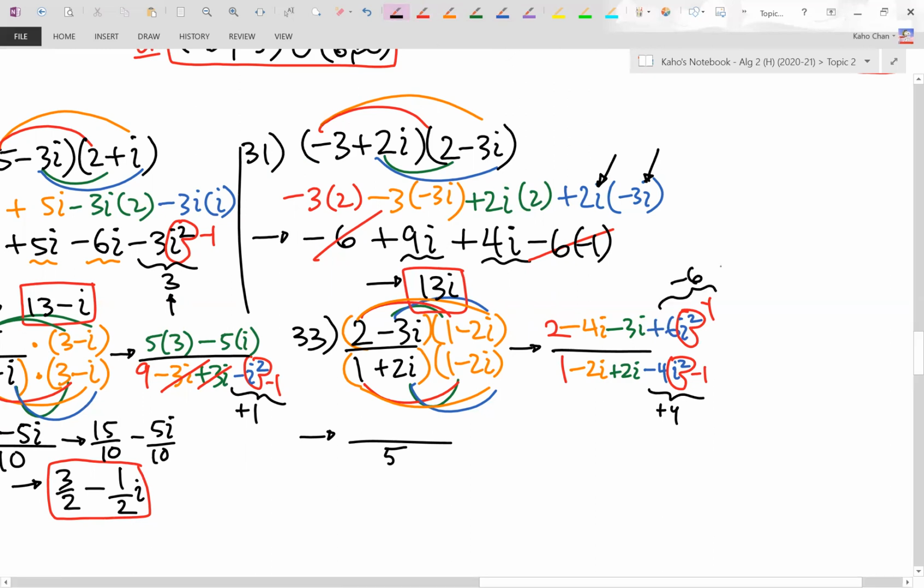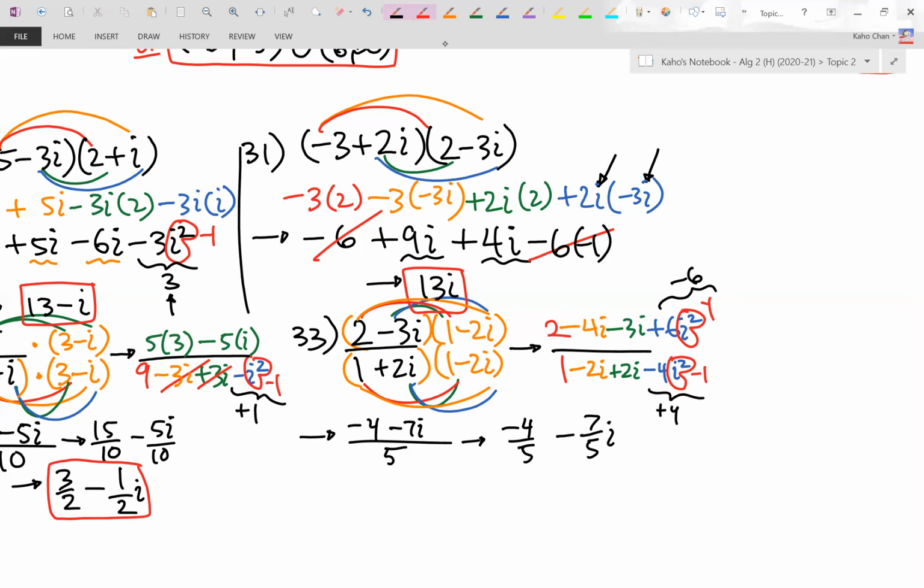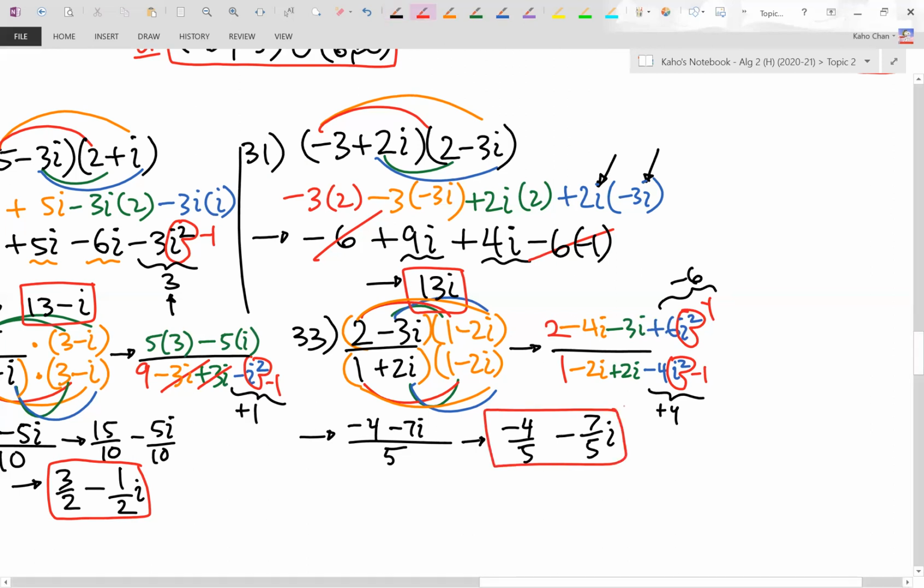Right there, okay? Clean up the top. 2 minus 6 is negative 4. And then negative 4i minus 3i is negative 7i. Final answer, negative 4/5 minus 7/5 i. I know, crazy. Woo.